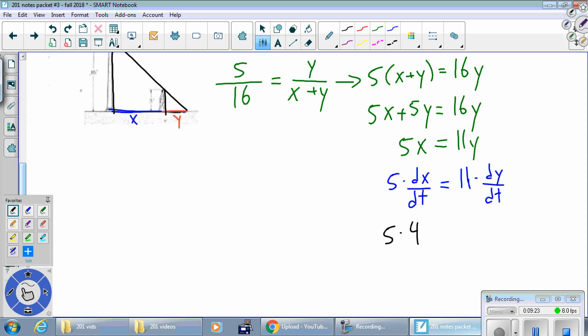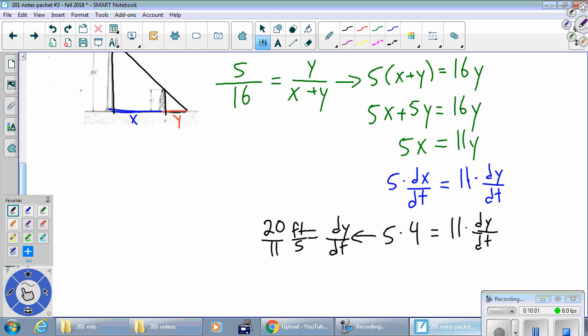So dx/dt is 4, dy/dt is the unknown, piece of cake. So we get dy/dt is equal to 20 divided by 11. And again, that's feet per, I think it was minute. Okay, 20 divided by 11, feet per second, I should say. You can get a decimal there if you wish. And that's it. That is the rate at which the length of his shadow is changing.